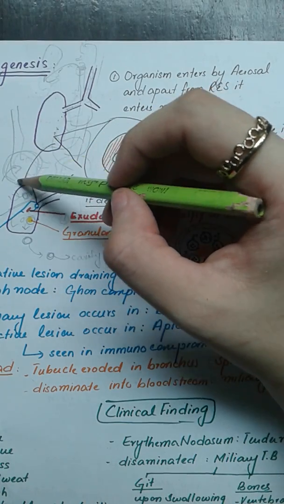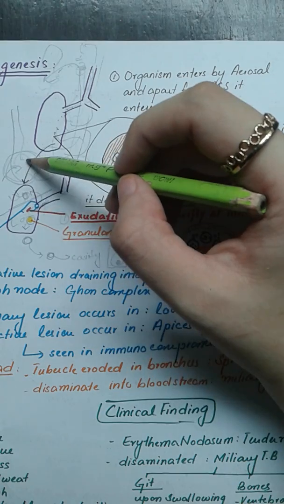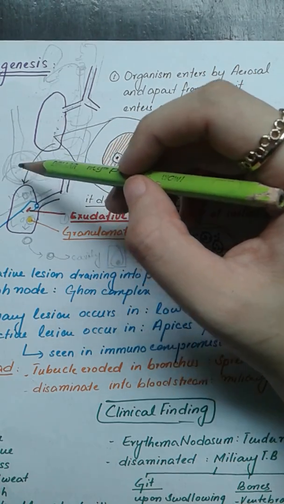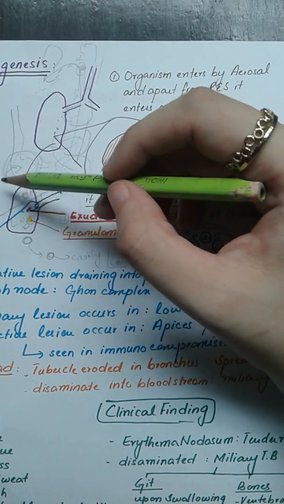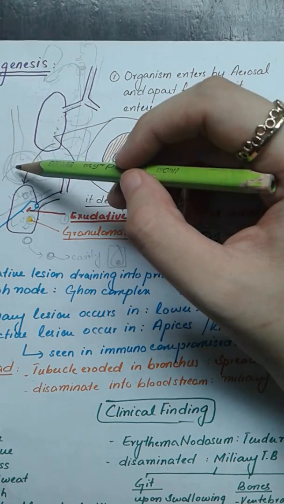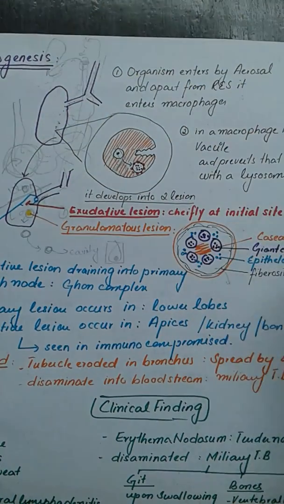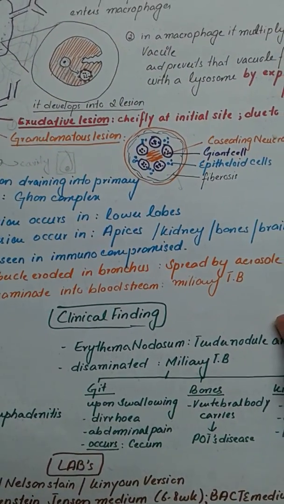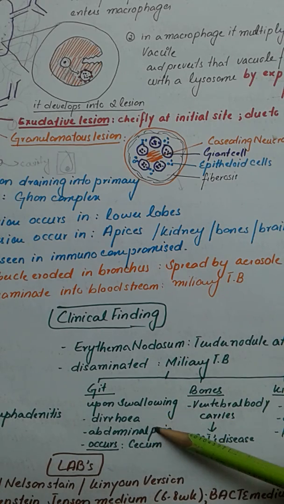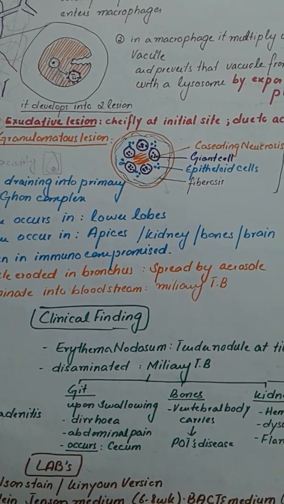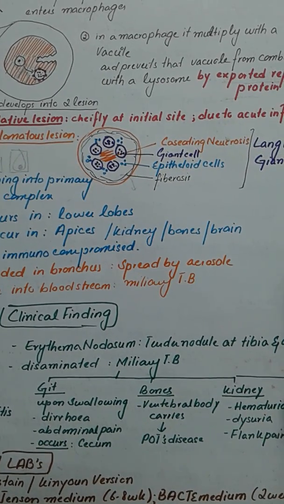Here a lot of inflammation occurs, there is a lot of thickening, and it looks like you have appendicitis, but the dull pain is actually from the tuberculous organism causing inflammation over here. Apart from that, you can also have diarrhea and abdominal pain in the right lower quadrant, which is primarily occurring at the cecum. The other thing is that it can also go to the bones.